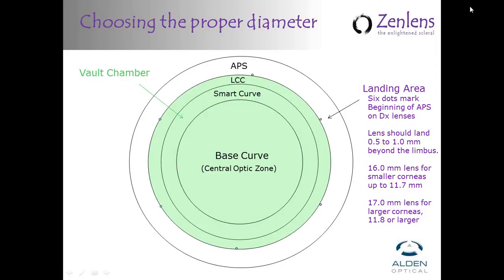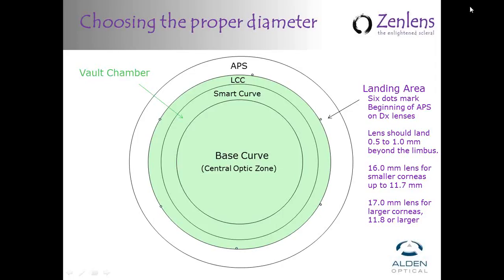So when we chose the diameter and therefore the optic zone, the width of the smart curve and the limbal clearance curve, where we had in mind that lens was to land was very specifically designed to fit certain corneal diameters. We have to stick with the rule that if the corneas are 11.7 or smaller, we want to fit the 16 millimeter design. It's going to fit the shape of the eye better. It's going to be less apt to decenter than the bigger lens would on a small eye, and it's just made to fit that eye shape better.